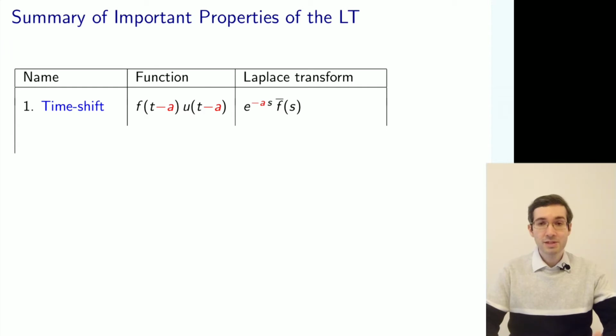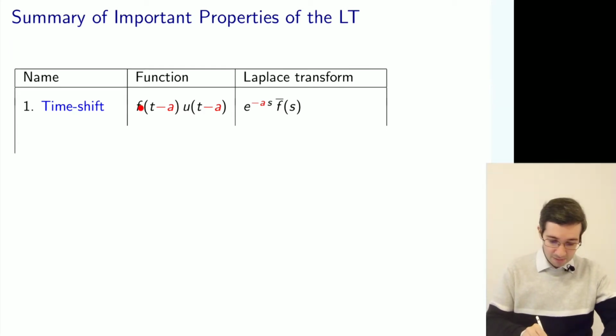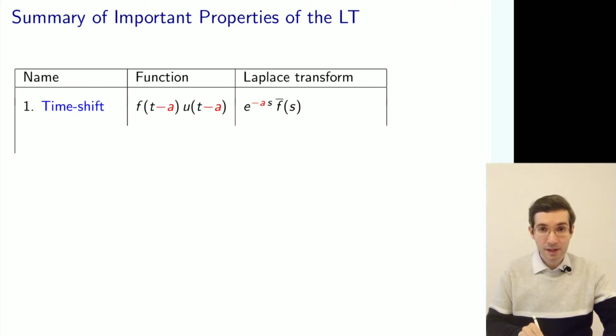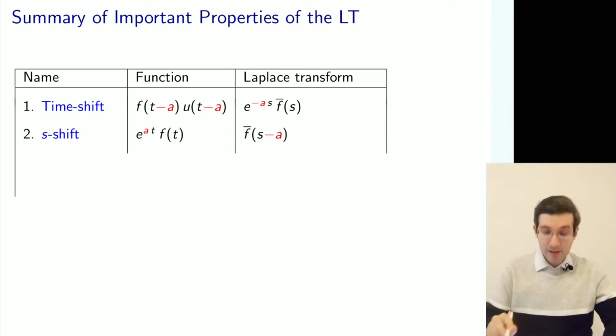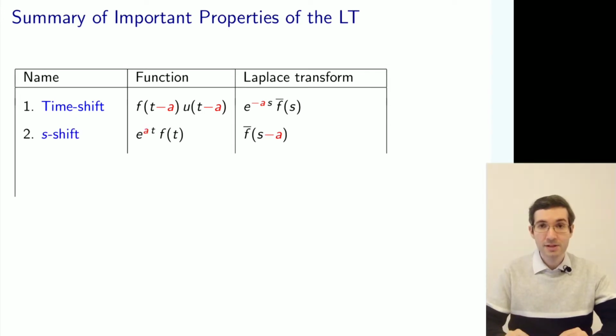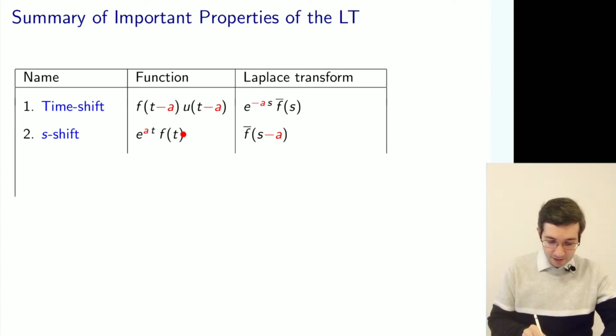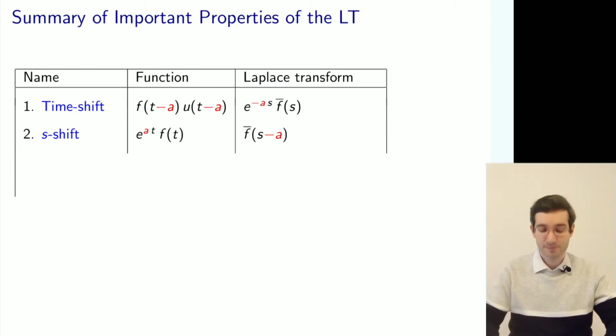So the first was the time shift theorem, where you took a function and shifted it by an amount a in time and multiplied by the unit step function. And the result was a Laplace transform of that function with the exponential. We also seen an S-shift, where you took a function multiplied by exponential and result was just shifted Laplace transform.